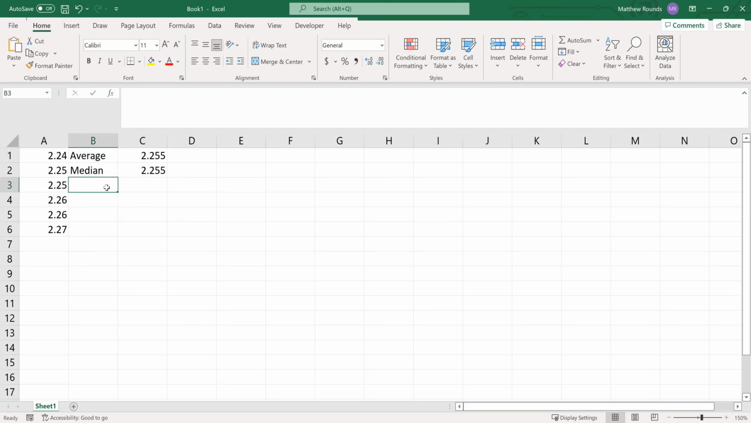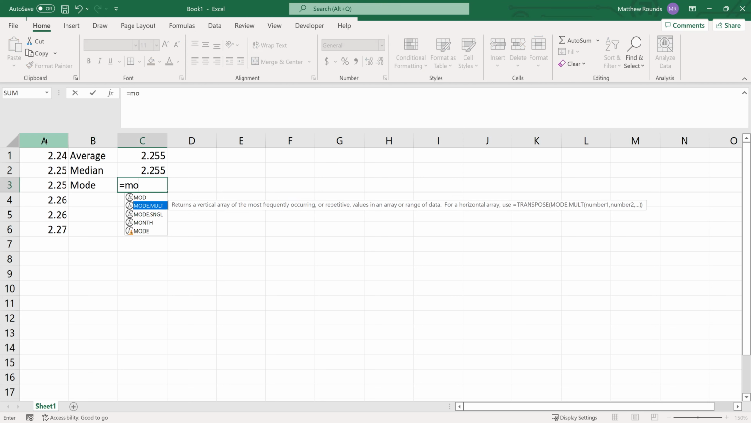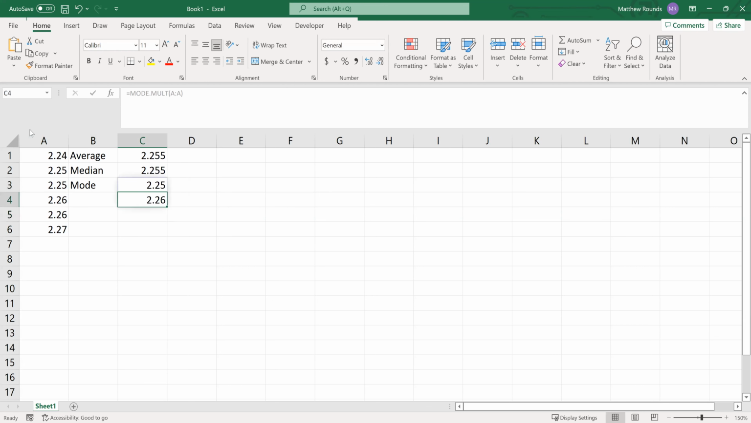The mode is going to be a little bit difficult on this one. I'll show you why in a moment. So the mean, write that down, 2.255. Median is 2.255. So when I do the mode here, mode multiple, so there's, sorry, didn't do that right. So there might be more than one mode, which is the case here. And see how it's giving me both modes.